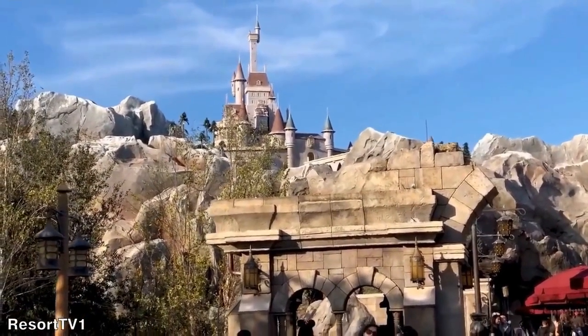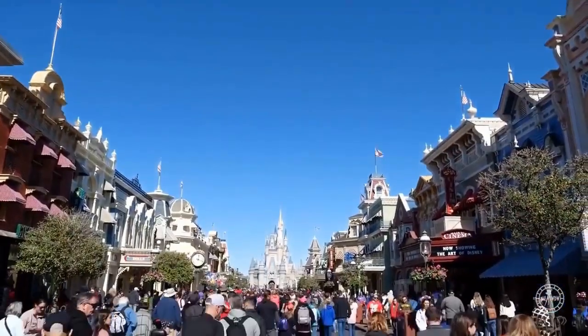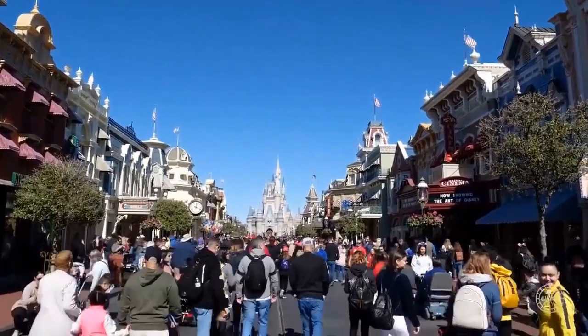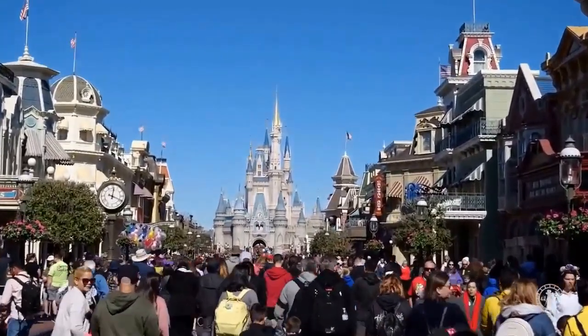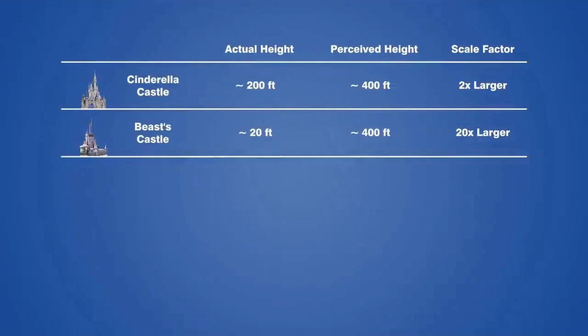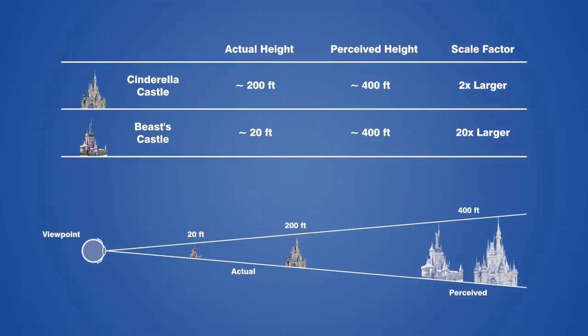For comparison, Cinderella Castle at the end of Main Street is also supposed to look like 400 feet, but that's only twice its actual size since it's already just under 200 feet to begin with. Forced perspective tends to work really well for small to moderate changes in perceived scale, but it becomes less and less effective as the scale is stretched further and further. On paper, the concept of angular size tells us that the Beast's Castle and Cinderella Castle should both appear the same size, but in reality, it's just not possible to fool human depth perception with a miniature model.